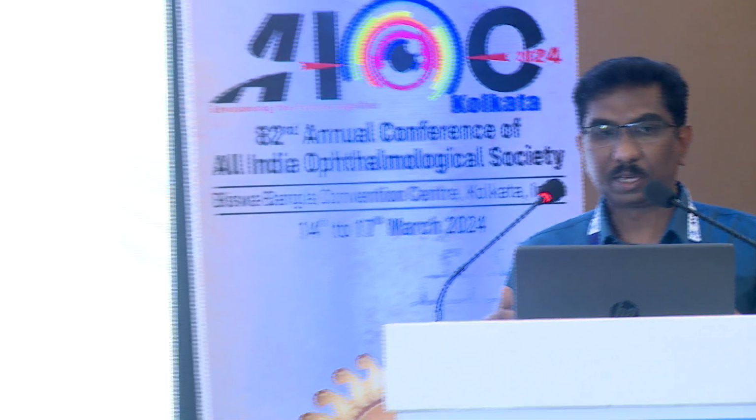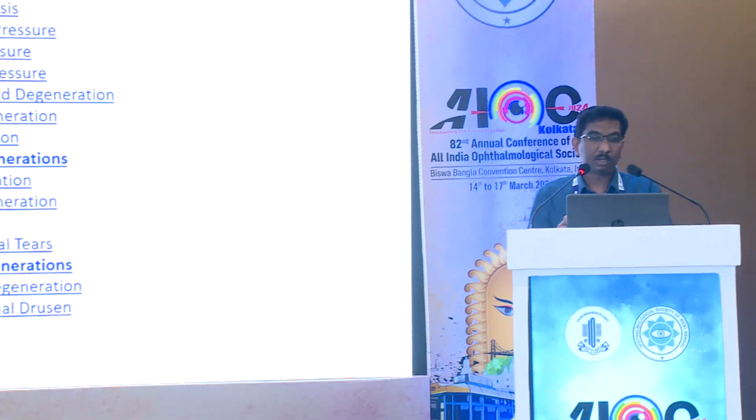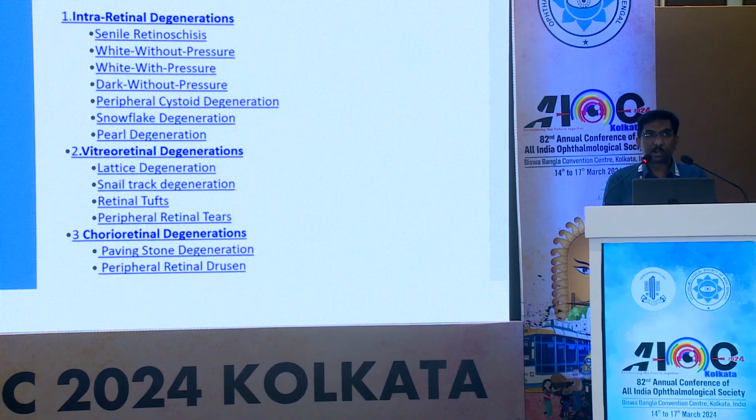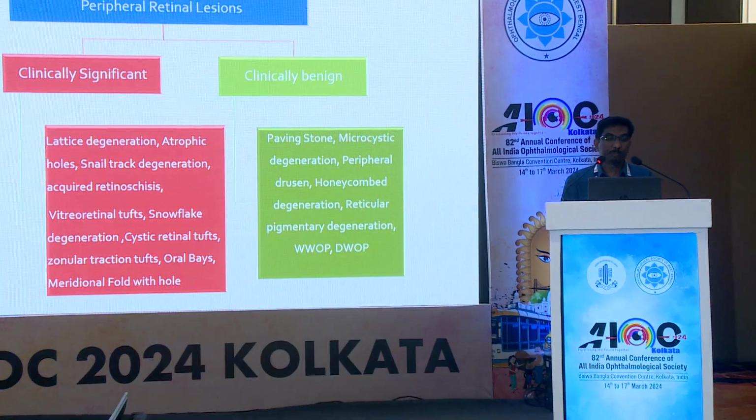Probably an extensive topic covering both peripheral retinal lesions and Rhegmatogenous RD. So if you look at the peripheral retinal lesions, they are primarily classified as trophic or tractional, or sometimes as intraretinal, vitreoretinal, and chorioretinal degenerations. Based on this, you have these anatomical classifications also.